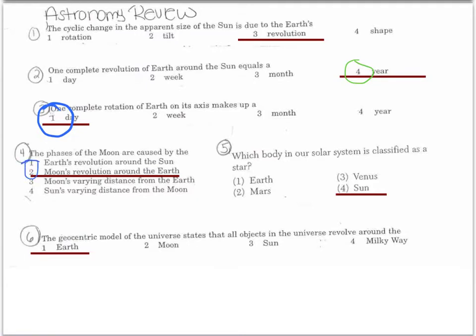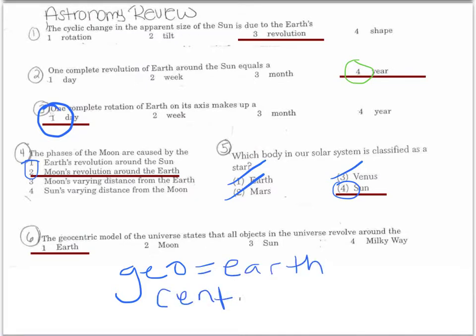That's 2. Which body in our solar system is classified as a star? Well, this is a planet, this is a planet, and this is a planet, so it must be the sun. The geocentric model of the universe states that all objects in the universe revolve around, okay, so geo equals Earth. Centric equals centered. So this means that the Earth is in the center. Geocentric model states that all objects in the universe revolve around the Earth.